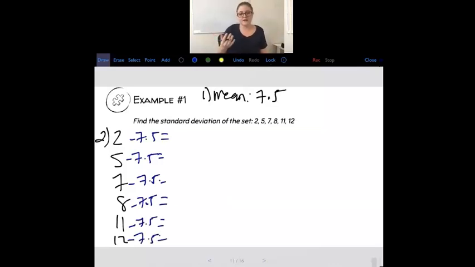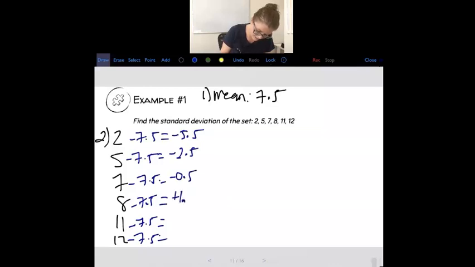Okay, it's okay that these are going to end up negative, because when we square them, multiplying a negative times itself will give us a positive. So this first one gives us negative 5.5. This is negative 2.5, negative 0.5. This is just positive 0.5. That one is also 0.5, and then we have 3.5 and 4.5. Okay, so this is step 2.